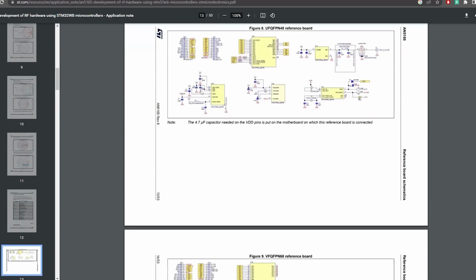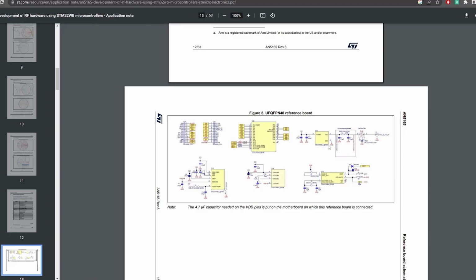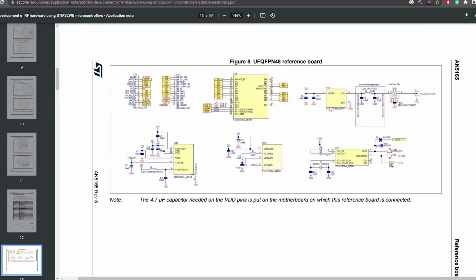If we head over to reference board schematics, it is this portion that we're interested in. And yes, I do believe that is totally correct for us, as per the last video, where you may not get the maximum that you want. You may not get the most ideal value.